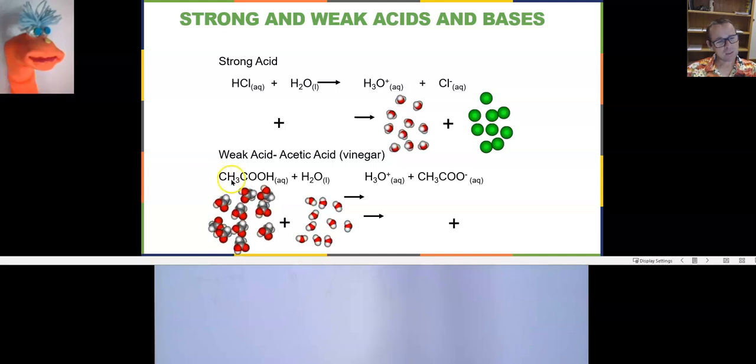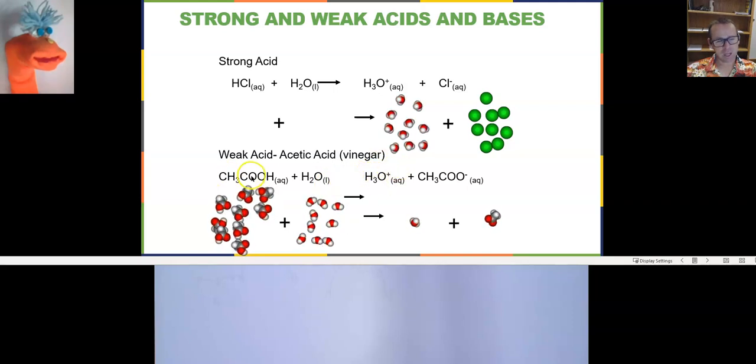For a weak acid, we have a compound and some water molecules. There is some dissociation where a hydrogen comes off of the acetic acid here, and you get some acetate ions and hydronium. This, however, is not a complete dissociation because it's a weak acid.